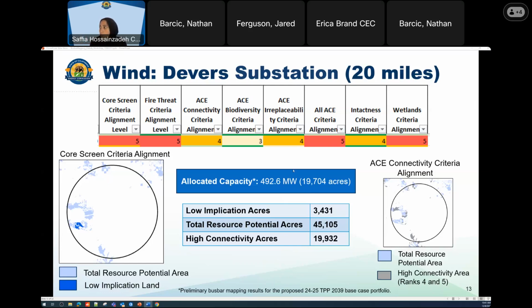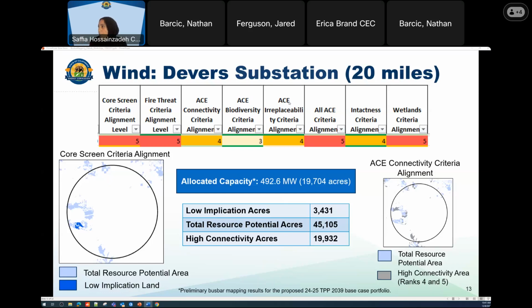So if we were to map the resources here, it would take up all that low implication land area, the 3,400 acres, plus about a third of the total resource potential area, which gives it the highest exceedance flag of a level 5.